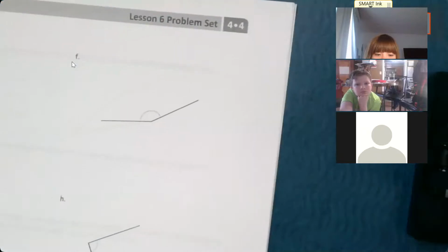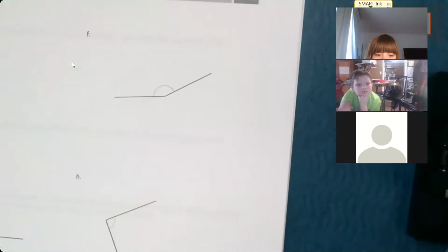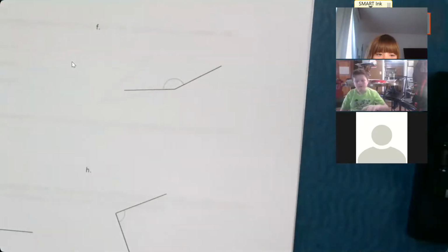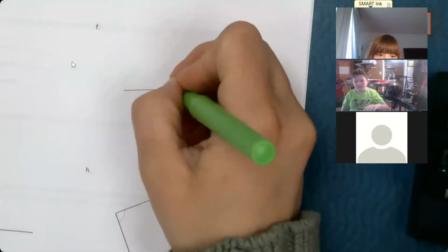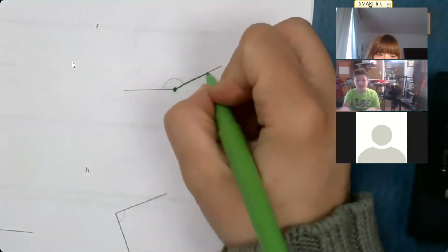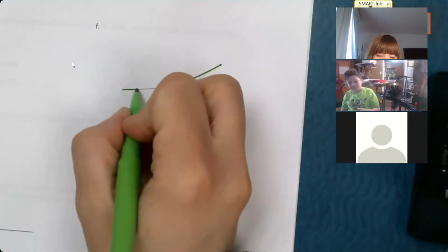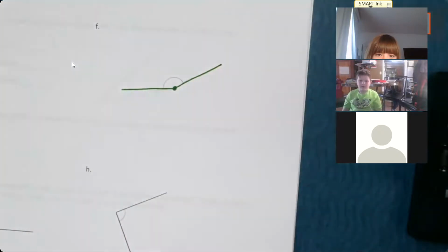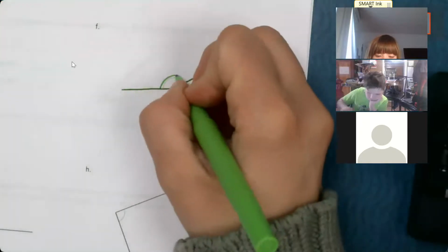Okay, let's go to letter F. So for letter F, I'm going to darken in my vertex, and I'm just going to outline. Now, if you have a pencil, I wouldn't suggest doing this. I'm just doing it because I have green, and it makes the sides of the angles stick out for me. And I also know I'm measuring from here to here.